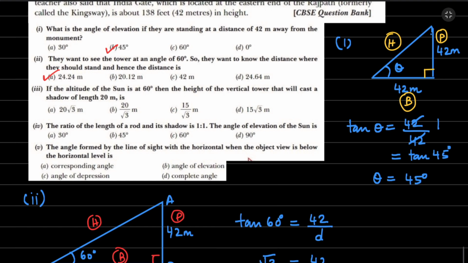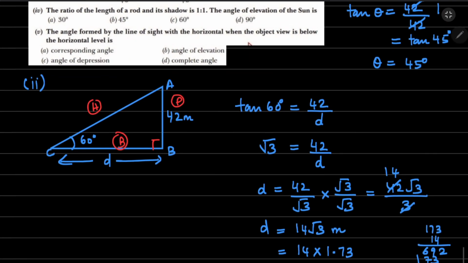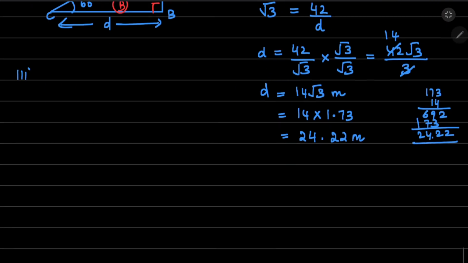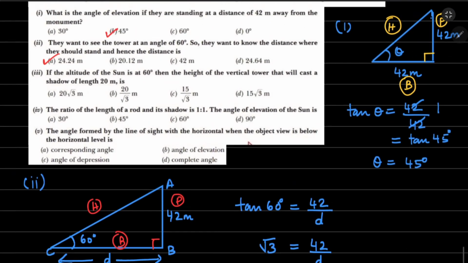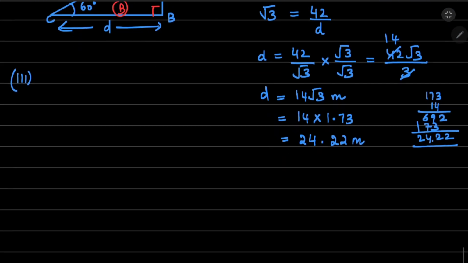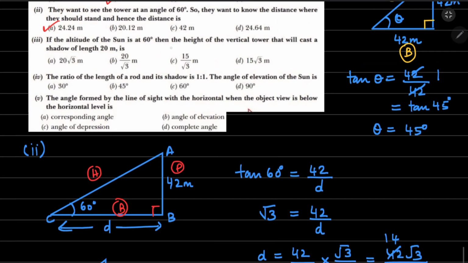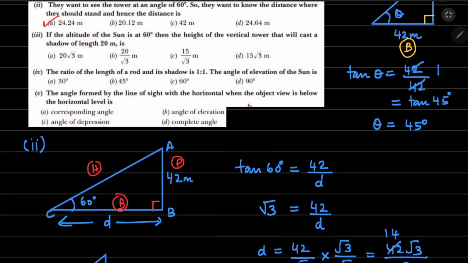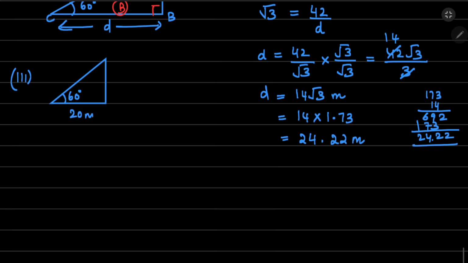Let's move on to the third question. If the altitude of the sun is 60 degree, then the height of the vertical tower that will cast a shadow of 20 meters. Let's do this question, the third question. If the altitude of the sun is 60 degrees, now what are you given? If the altitude of the sun, that is, if theta is equal to 60 degree, then the height of the vertical tower that will cast a shadow of 20 meters. You have to find the height of the tower, right?